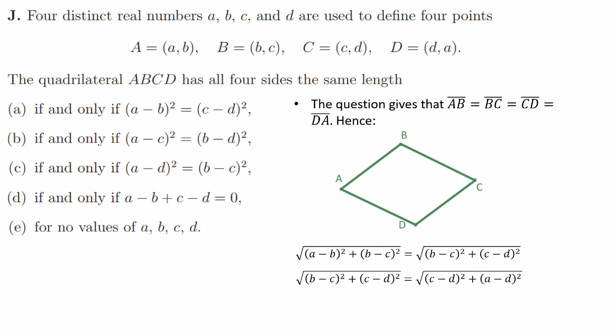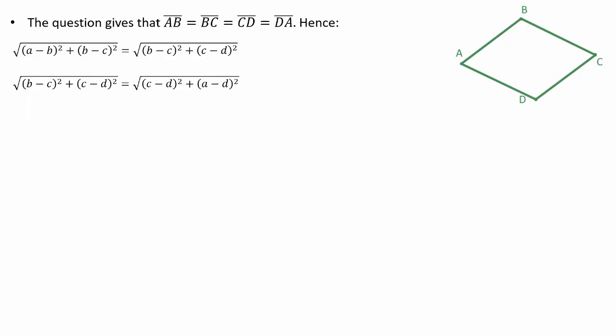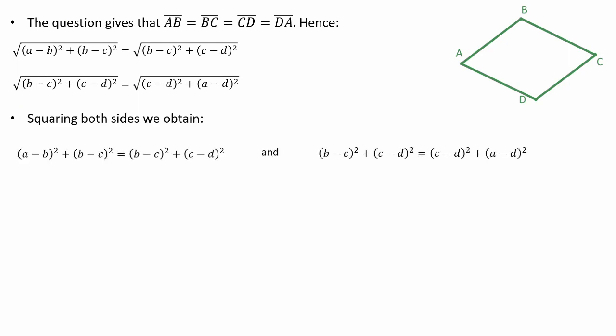We will also have the square root of the quantity b minus c squared plus the quantity c minus d squared is equal to the square root of the quantity c minus d squared plus the quantity a minus d squared. If we square both sides, we can eliminate the square roots, and after some simplification, we arrive at the quantity of a minus b squared is equal to the quantity of c minus d squared. And we also have the quantity b minus c squared is equal to the quantity a minus d squared.